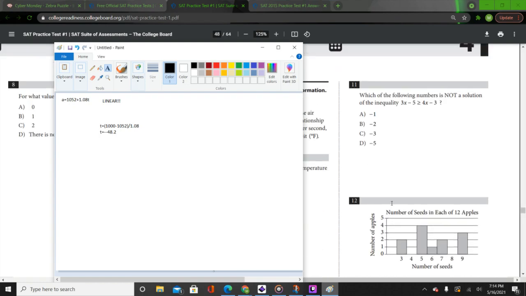All right, now we're on problem 11. Which of the following numbers is not a solution of the inequality 3x minus 5 is greater than or equal to 4x minus 3? All right. So this is a bit of plug and chug, but it's fun and dandy, I suppose.